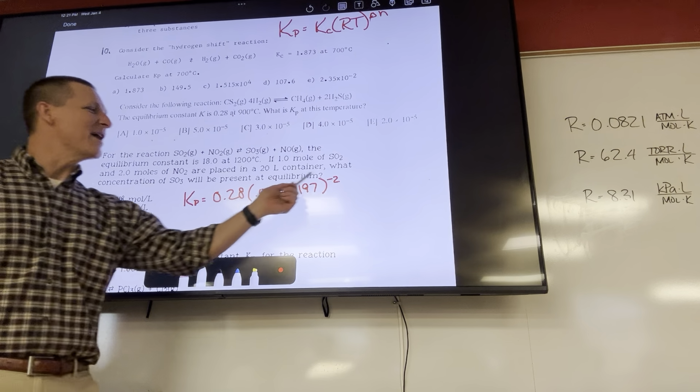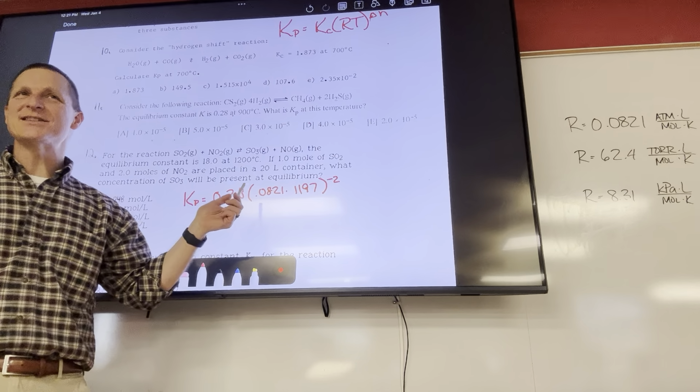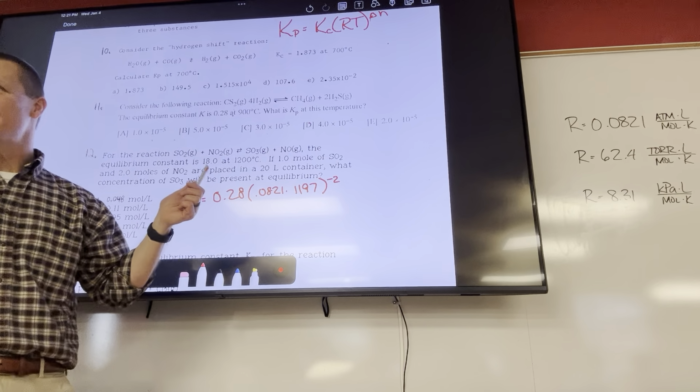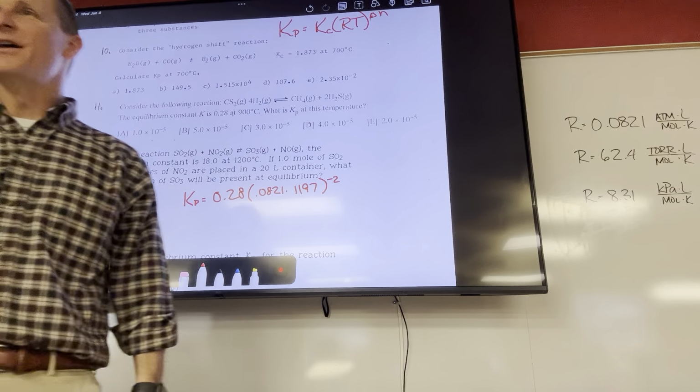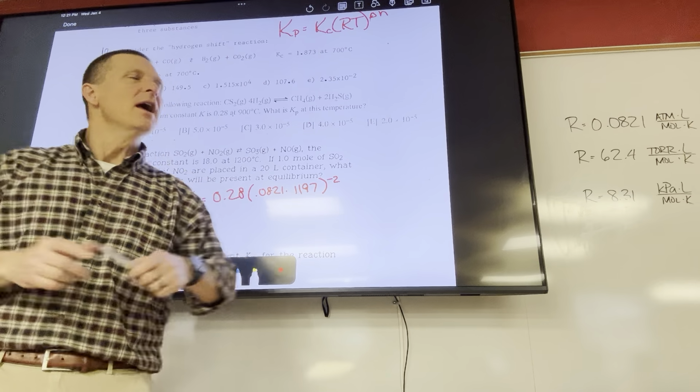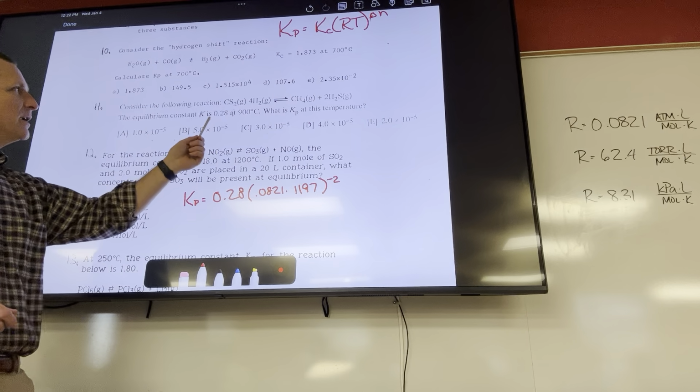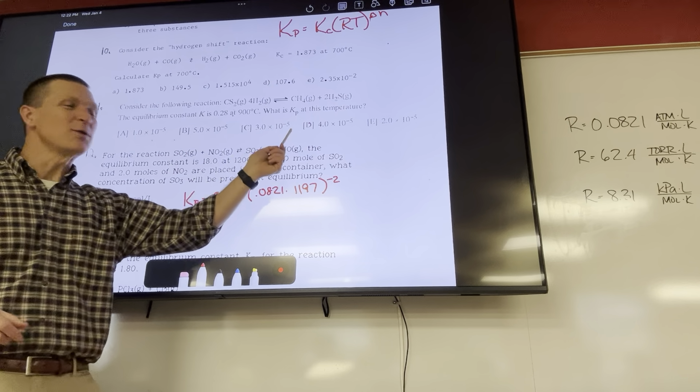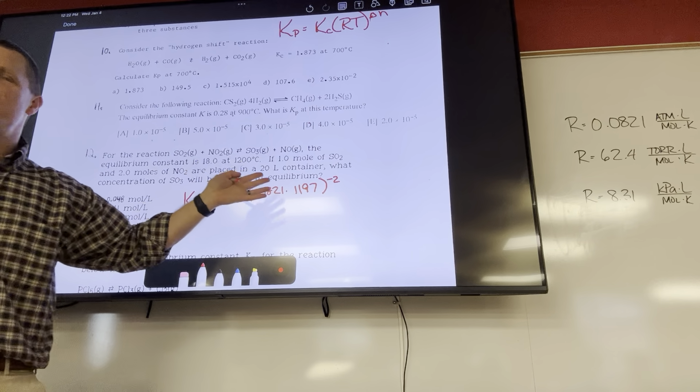Okay, so we have this calculation. What's the multiple choice answer? C. It is C, yeah. And I want you to notice something. This is, I think, worth noting. The Kc value is 0.28. The Kp is 3 times 10 to the negative fifth. What a huge difference that is.